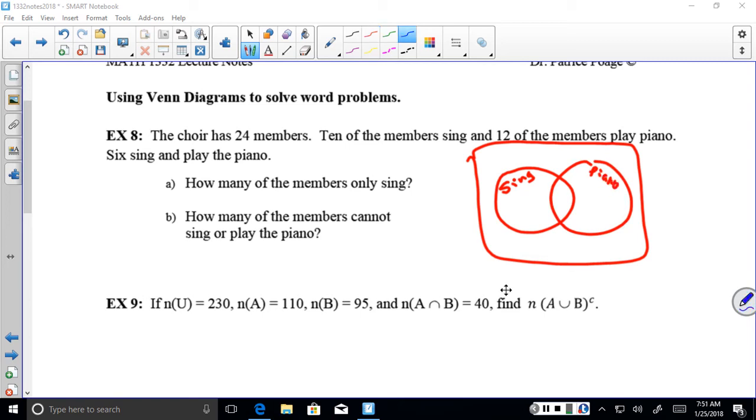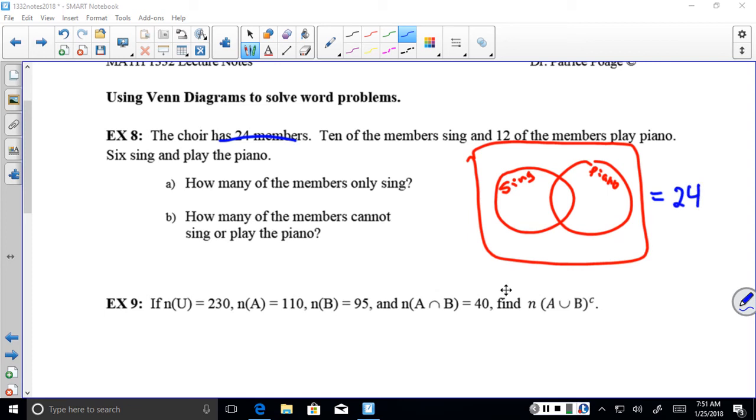And it says there's 24 members total in the choir. So this whole rectangle, how many different little parts or compartments is this Venn diagram broken into? 4. That's very important. There's 4 parts. 1, 2, 3, 4. Okay? There's 4 different spaces. If you add up all 4 of those spaces, it's going to add up to 24.